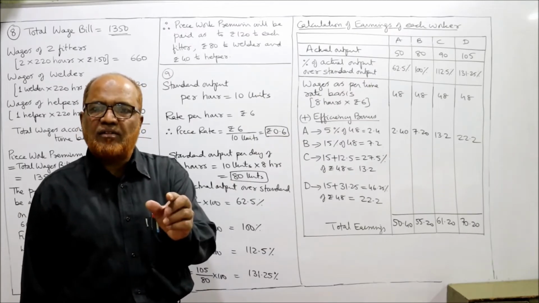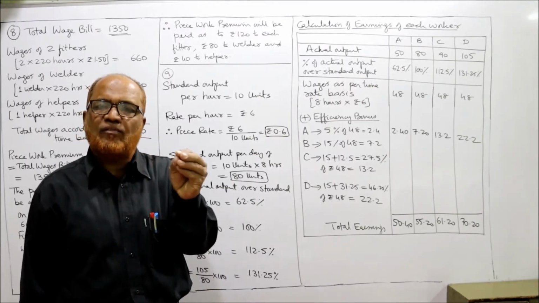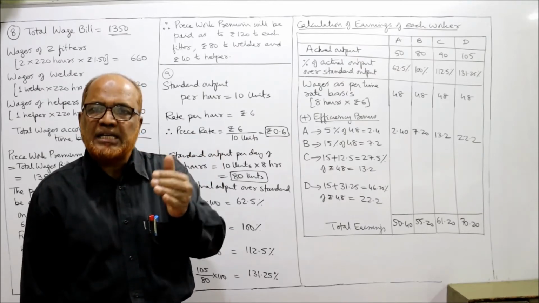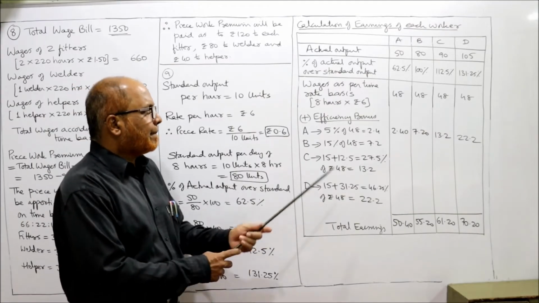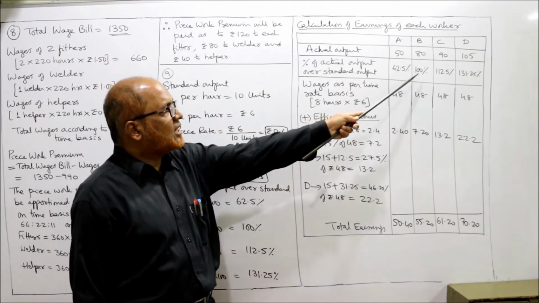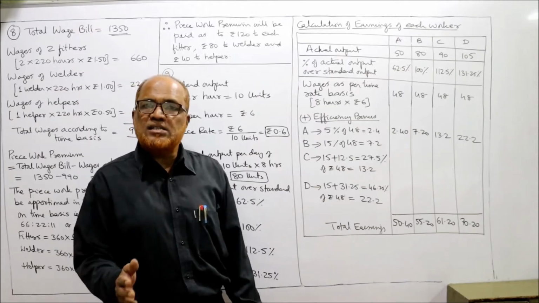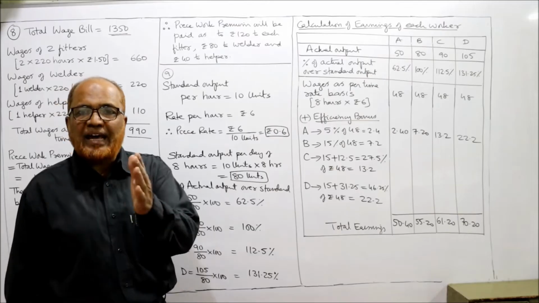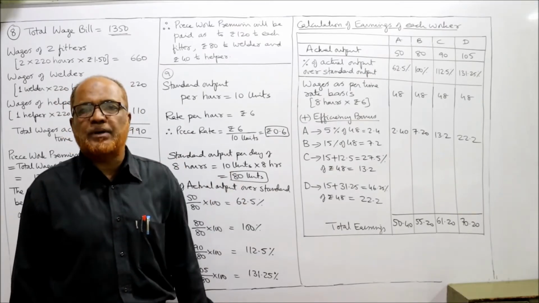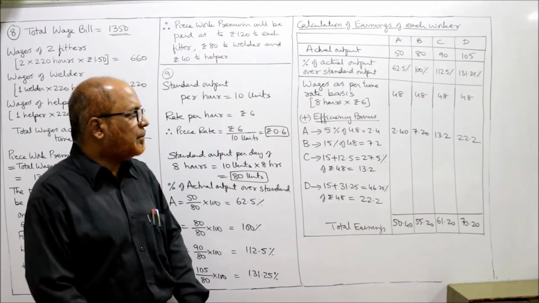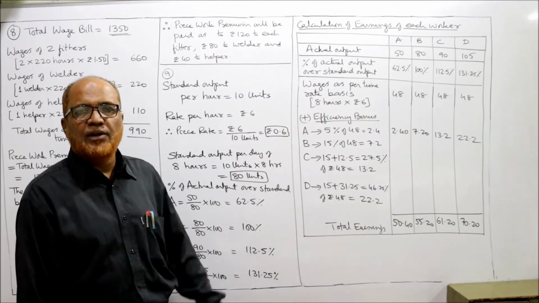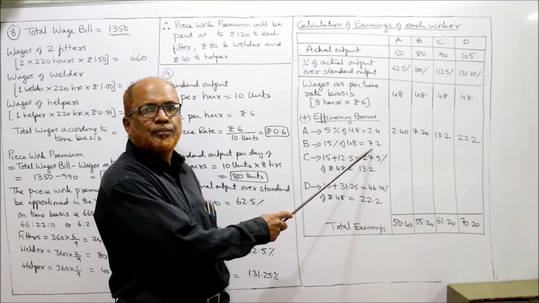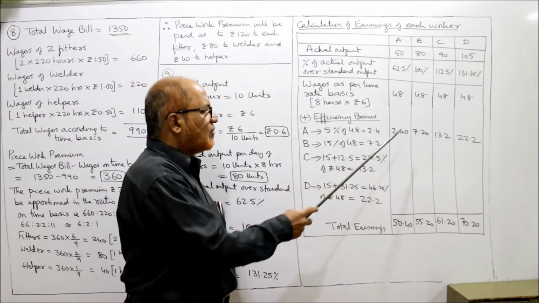His bonus is 5% of wages because his actual output is more than 60% but less than 75%. Now B. What is the percentage here? 100%. It is given in the problem that above 90% up to 100%, the bonus will be 15%. So 15% of 48 comes to 7.2. So 7.20 is the bonus for worker B.